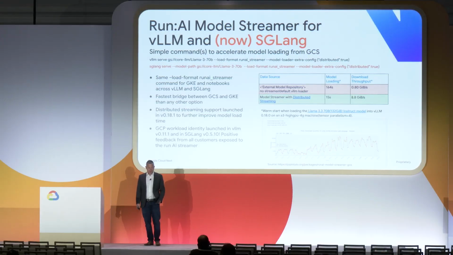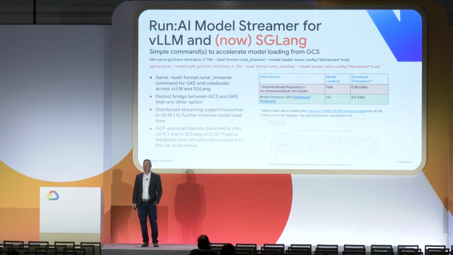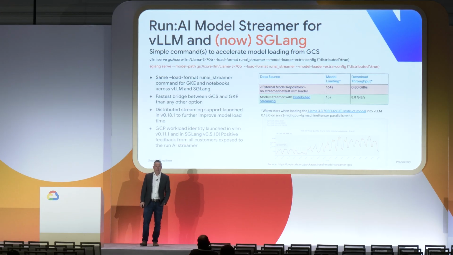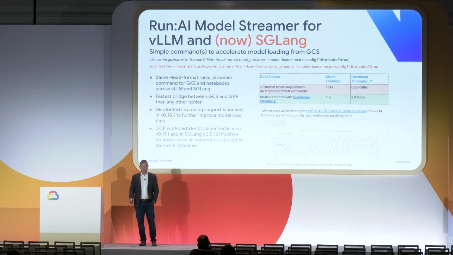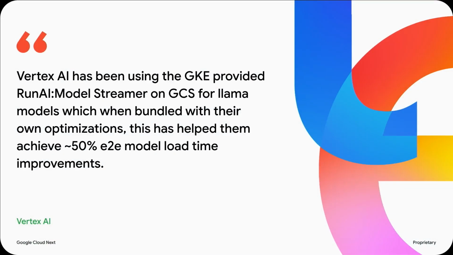This is the fastest way to load models into GPU or TPU memory and the simplest. This does not use our CSI driver interface, but integrates directly at the application layer with vLLM and SGLang and supports both GPUs and TPUs. Vertex AI has been using the GKE provided Run:ai Model Streamer on GCS for Llama models, which when bundled with their own optimizations has helped them achieve 50% improvement in end-to-end model load time.